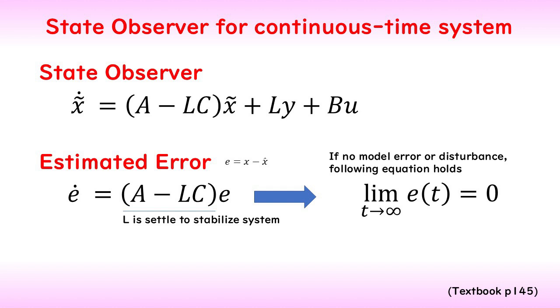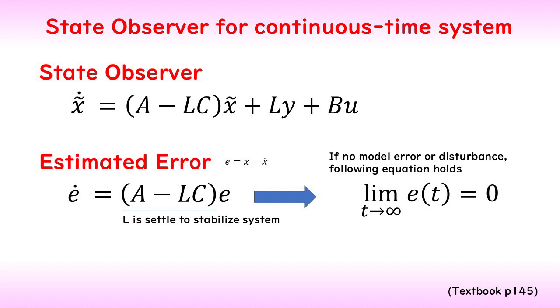x tilde is the estimated state and y is the output. u is the input. L is the observer gain, and we can find that the model output and the plant output are considered in the observer. By considering the difference between the state observer and the plant, we can obtain the dynamics of the estimated error.